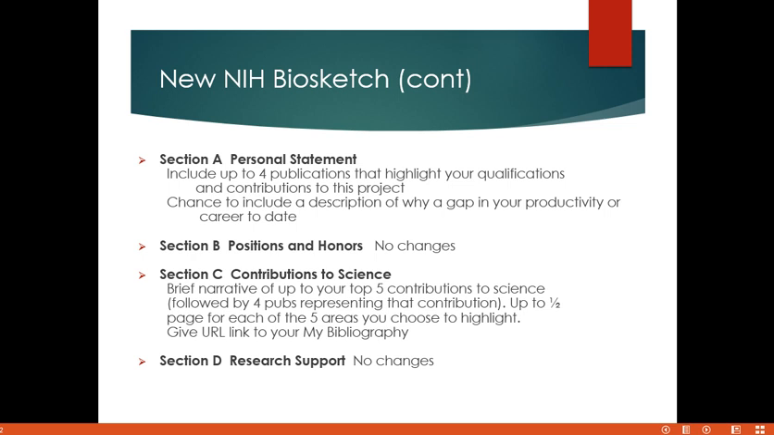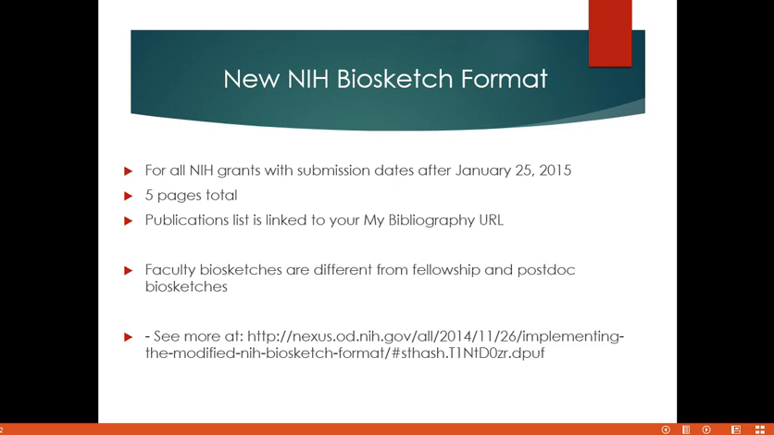So this is now May. I didn't change it this morning when I came in. But that's good news for us. The size of the document changed from 4 pages max to 5 pages maximum now. Okay. The biggest change is that your publications list is linked to this thing called My Bibliography. So this is the task at hand now between now and May. If you haven't started, we need to start building a My Bibliography page. For everyone.